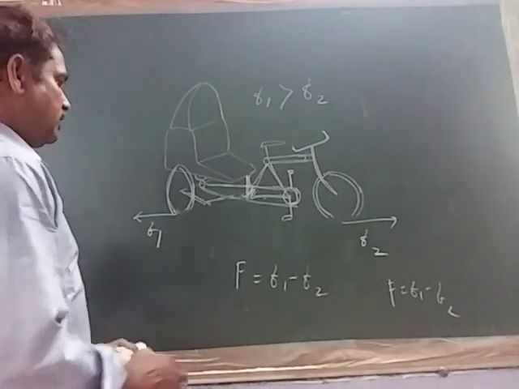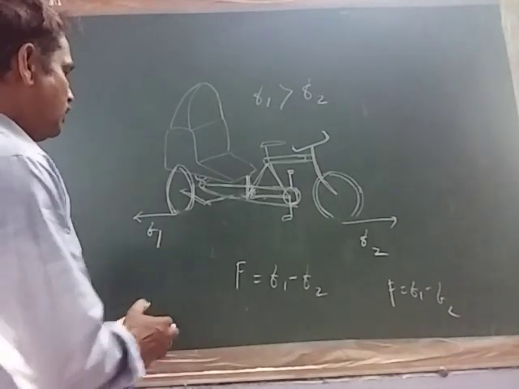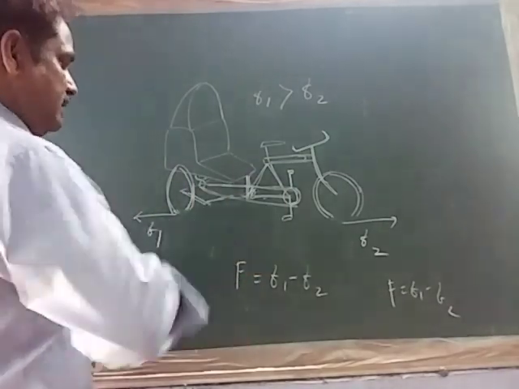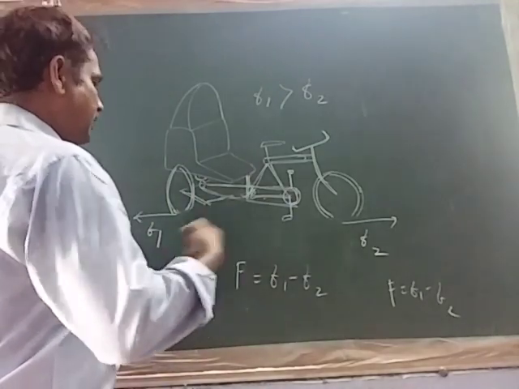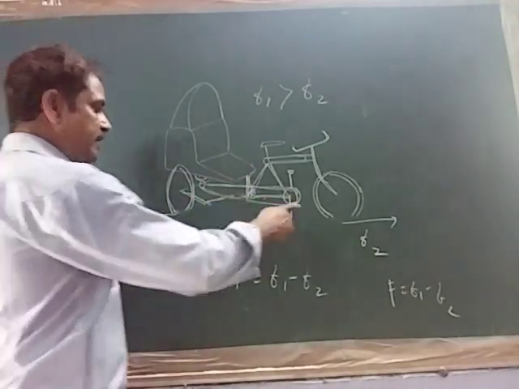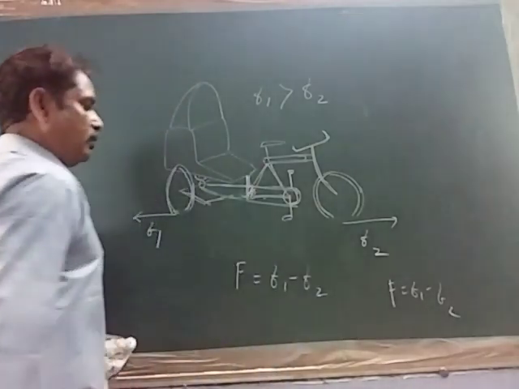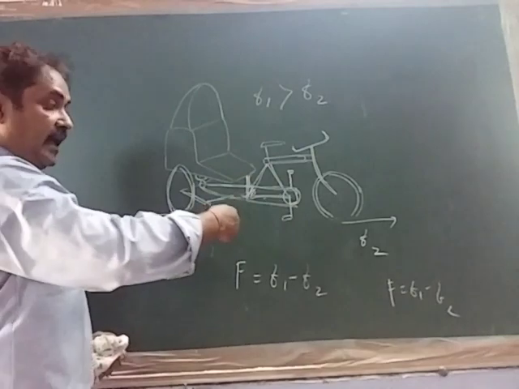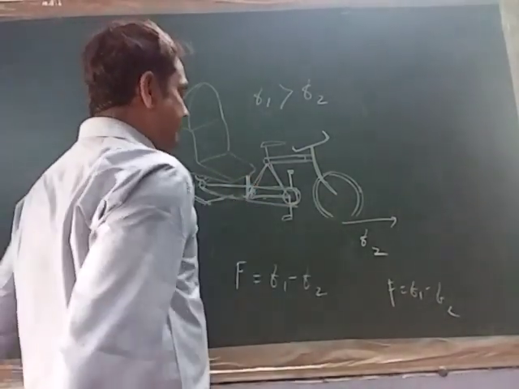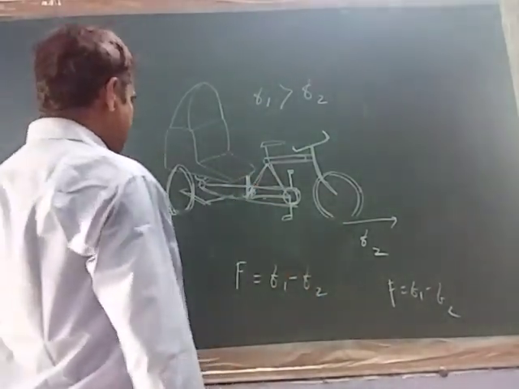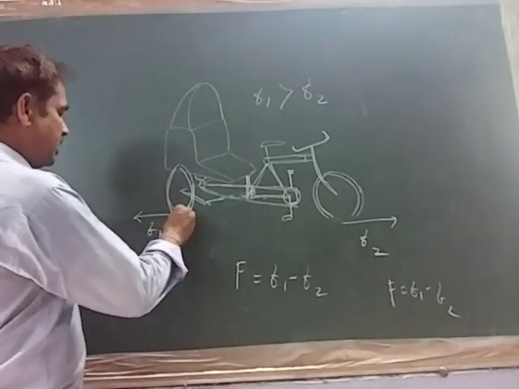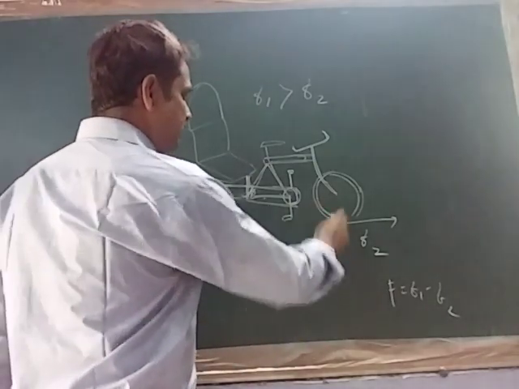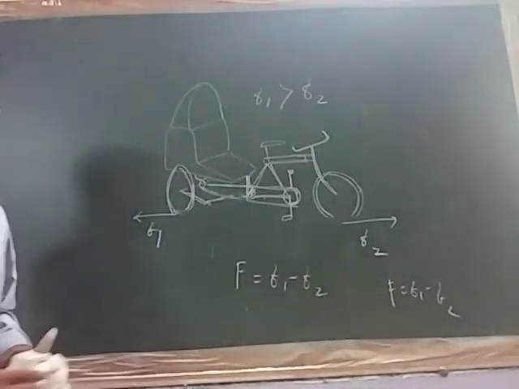how the three different wheels, two rear wheels and one front wheel, and when we paddle a tricycle, the frictional force in the rear wheel acts in the forward direction, whereas the frictional force in the front wheel acts in backward direction when we paddle. And when we stop paddling and brakes are applied, what happens? When brakes are applied, the frictional force in the rear wheel acts in backward direction, and frictional force in the front wheel acts in the forward direction.